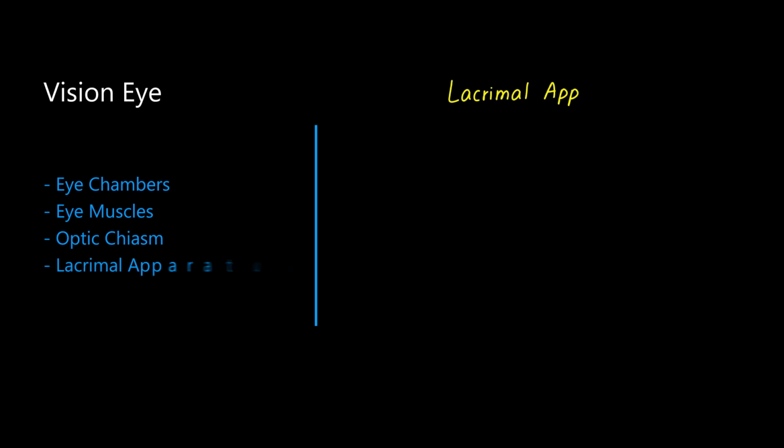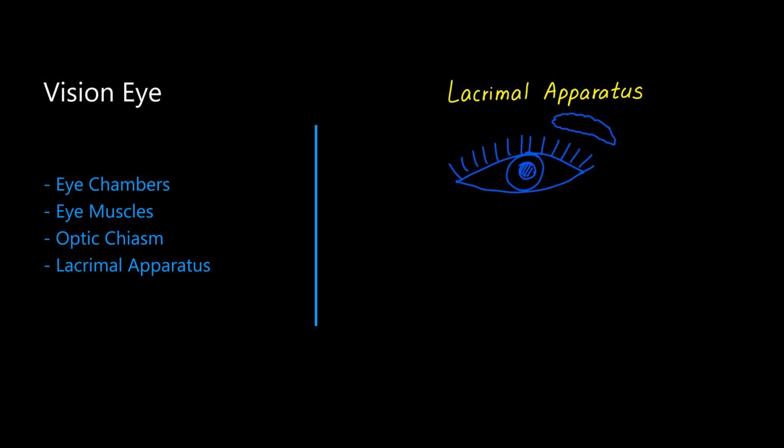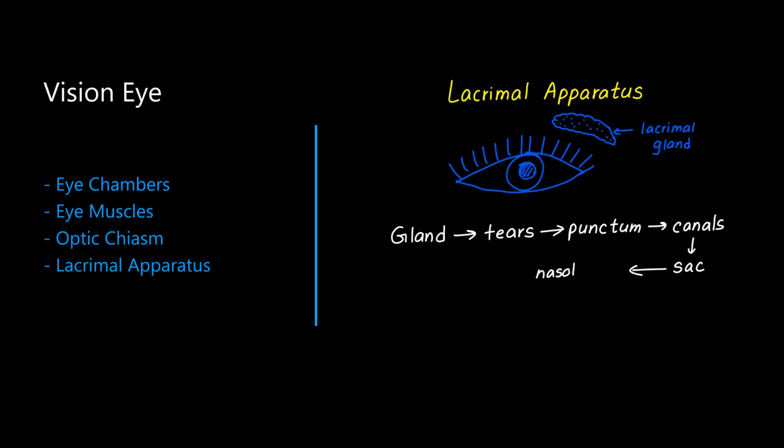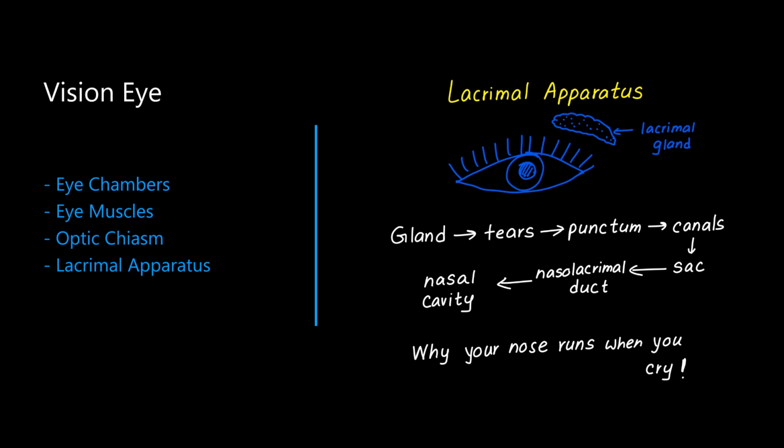The lacrimal apparatus keeps your eyes moist. The lacrimal gland makes tears which flow across the eye and drain through the lacrimal punctum on each eyelid, into the lacrimal canals, through the lacrimal sac, and finally down the nasolacrimal duct into the nasal cavity. That is why your nose runs when you cry.